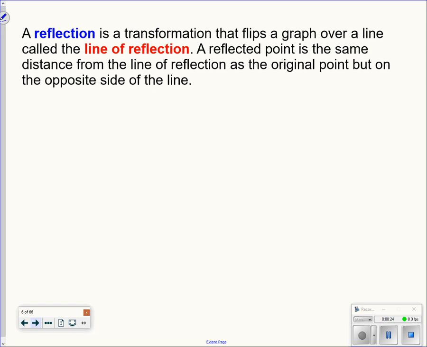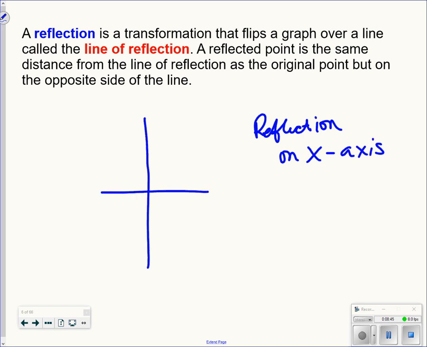Reflection. Reflection is a transformation that flips the graph over the line of reflection. The reflected point is the same distance from the line of reflection as the original point on the opposite side of the line. Now, in this particular class, we are only reflecting on the x-axis. What that means is if I have a graph and a point up here, then I'll have the same point on the other side of the graph. That would be a reflection on the x-axis.